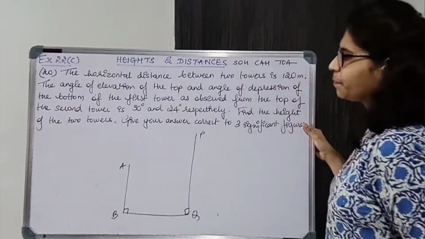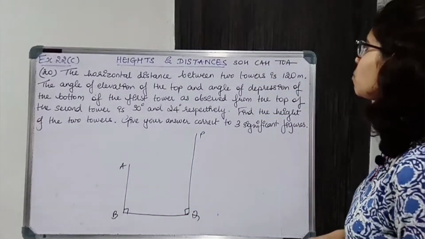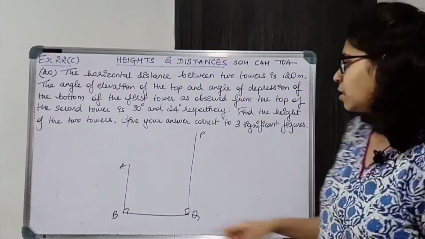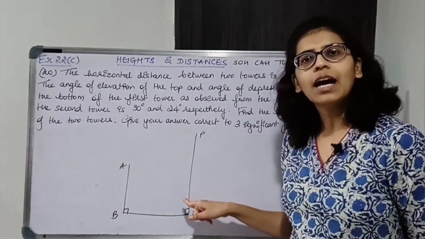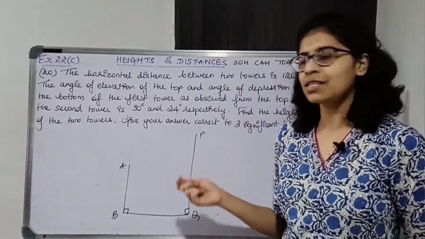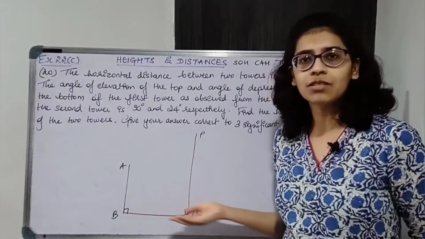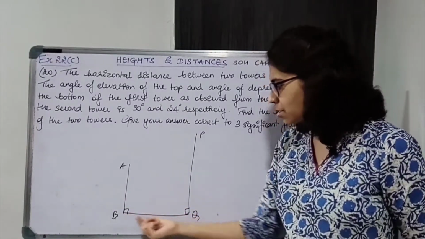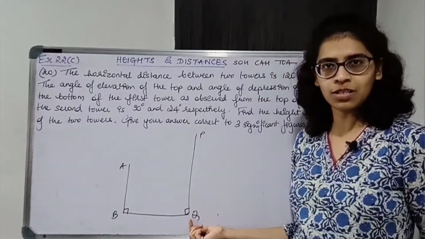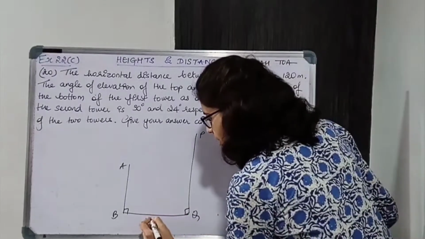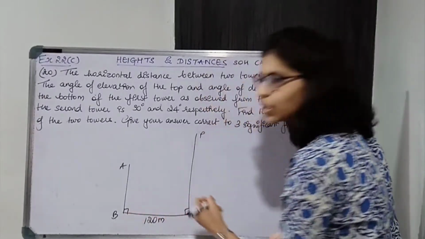Now the horizontal distance between the two towers is 120 meters. So these two are the towers and the horizontal distance between them, that is nothing but the distance between the two towers, is nothing but this. This is the horizontal distance, the distance on the ground. So it is 120 meters. So BQ is 120 meters.